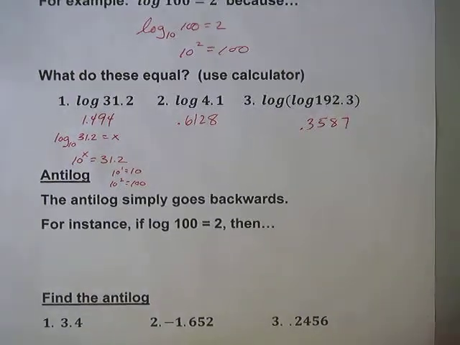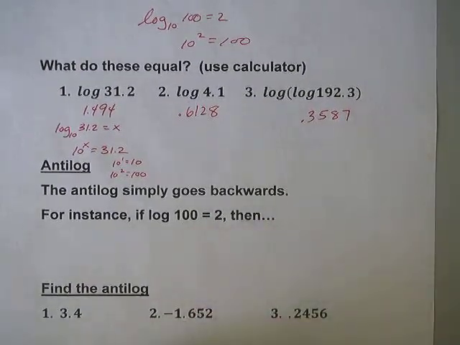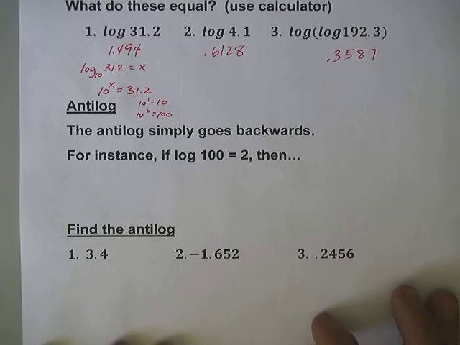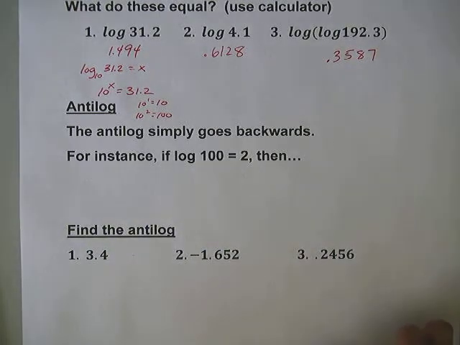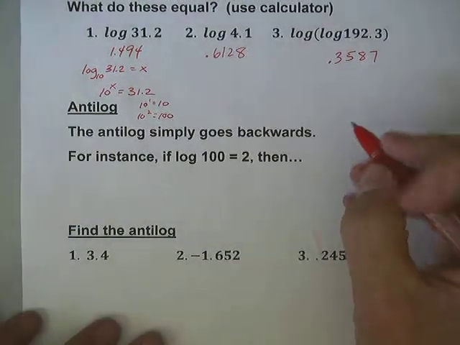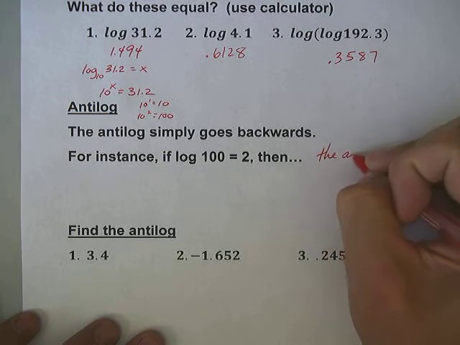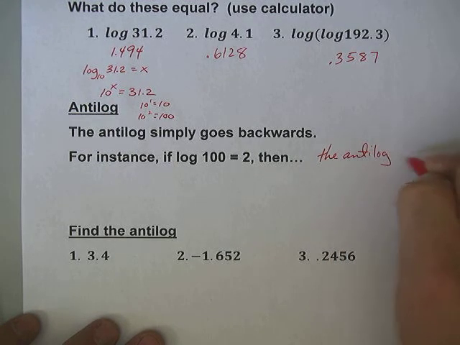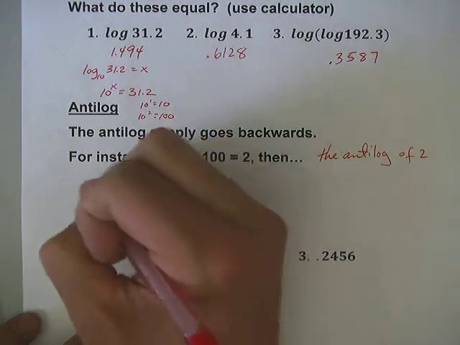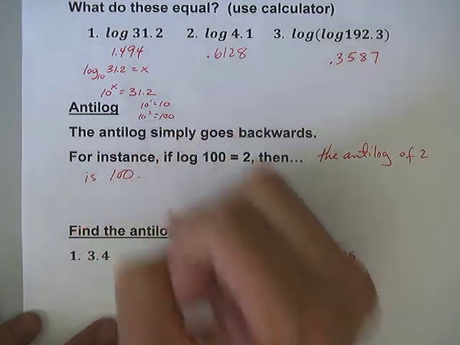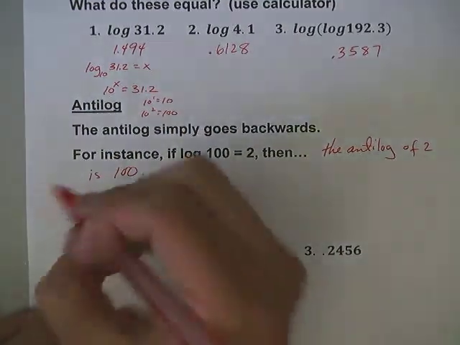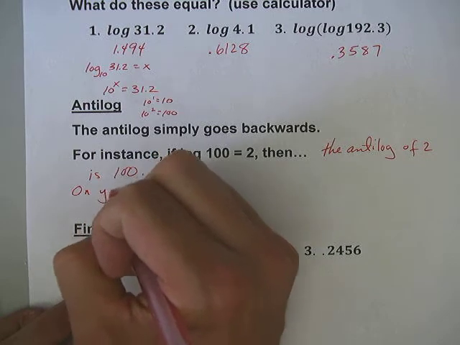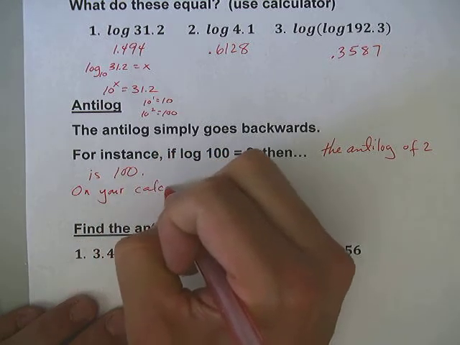All right, now the next thing we want to do is work on going backwards. Well, that's called the anti-log. The anti-log, as I have written here, just simply means you're going backwards. So for instance, if log of 100 equals 2, then the anti-log of 2 is 100.